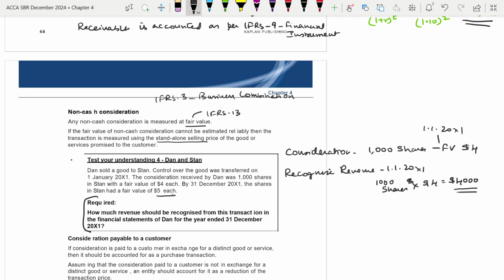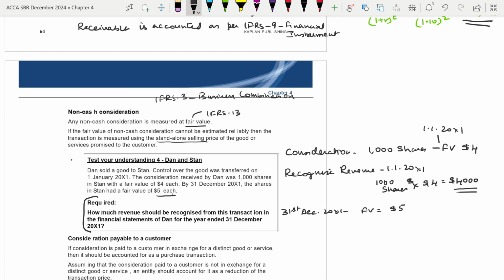So 4,000 will be recognized as revenue, right? Yes. Then the difference will be considered separately. In this case, it will be a gain. On 31st December 2000, how much is the fair value? Fair value is 5. And you have the shares. What will you do?